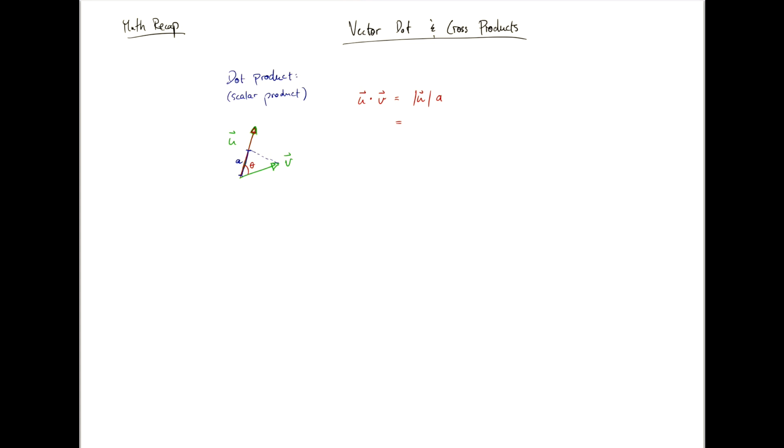So first, let's talk briefly about the vector dot and cross products. The dot product is also sometimes referred to as the scalar product. If you have two vectors, u and v, the dot product describes the product of one vector times the projection of the other vector in the direction of the first vector. Let's call this distance a, and then u dot v is the magnitude of u times the distance a, and if this angle here is theta, then a is just v cos theta.